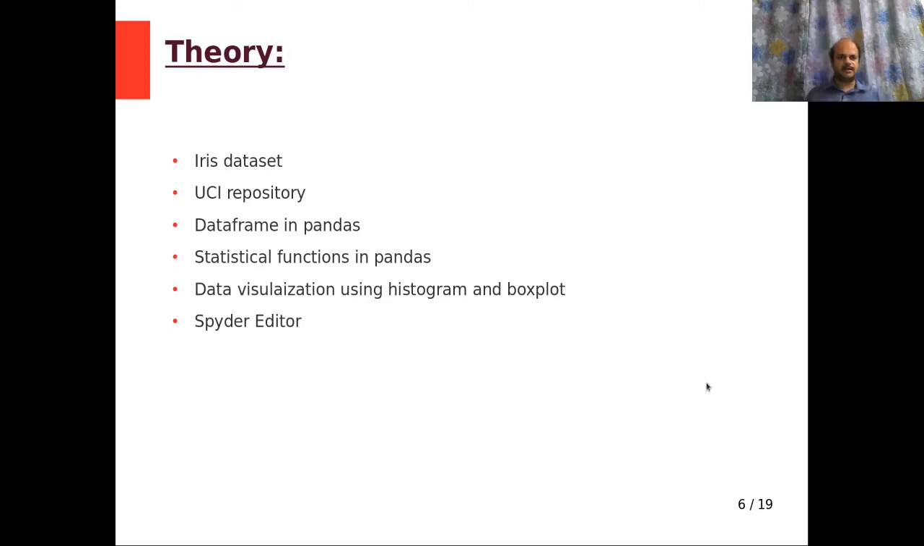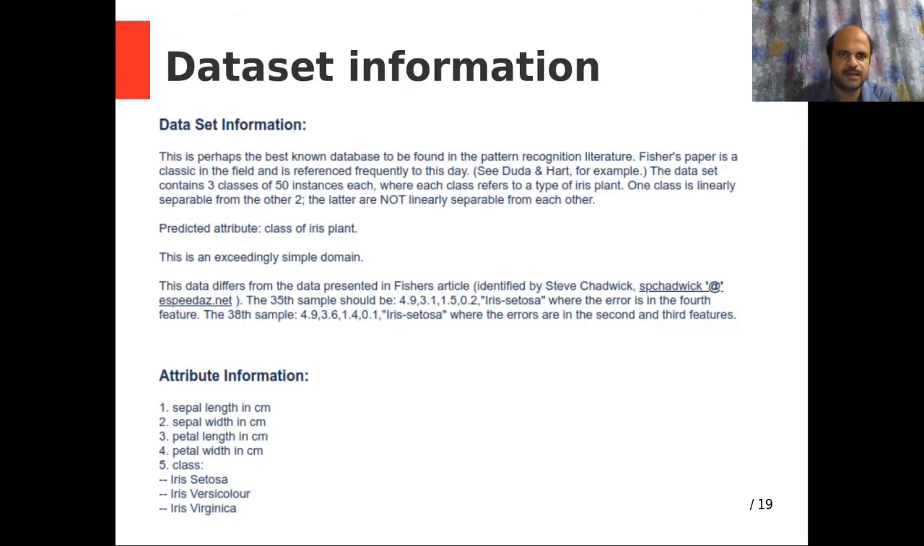Now let us start this experiment with some theoretical concepts such as iris dataset, UCI repository, data frame in Pandas, statistical functions in Pandas, data visualization using the histogram and box plot, and last is the Spyder editor. So let's begin with the dataset information. For the experiment, we used the iris flower dataset. This iris flower dataset consists of the information about the various attributes of the iris flower plant.